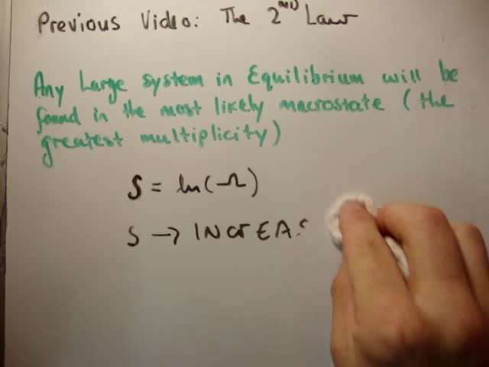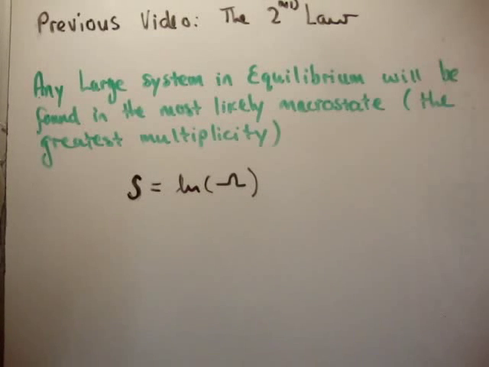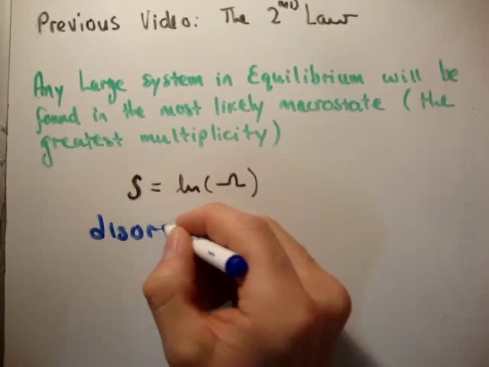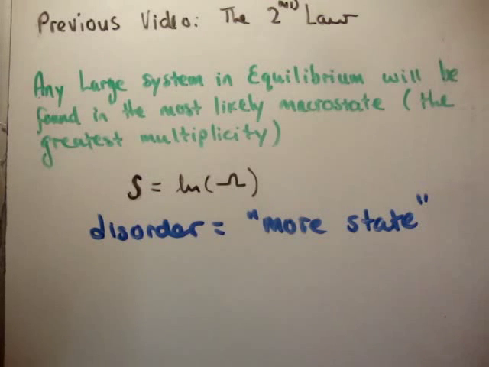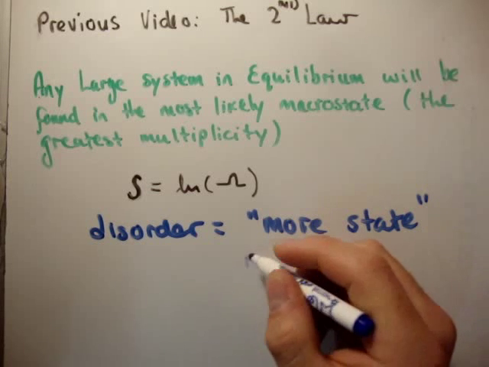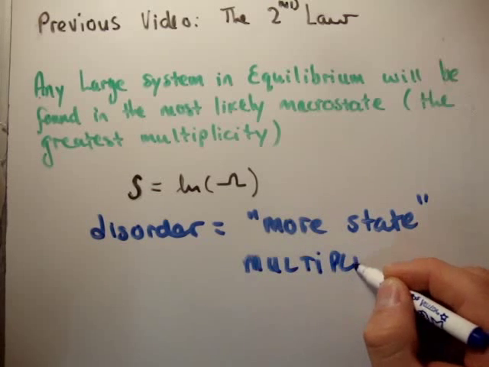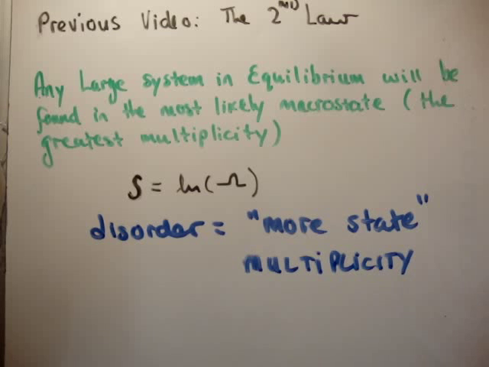Personally, I don't like thinking about it in terms of disorder, because one man's order is another man's disorder, if you look at people's bedrooms, perhaps. But the reason is as follows. When we think about disorder, we think about more states. I'm going to say that disorder equals more states. So if you have increased the number of possible states, you have increased the disorder, or you've increased the multiplicity. So in order to increase the disorder, you must increase the number of states, and therefore increase the multiplicity. Well, how do we do it?